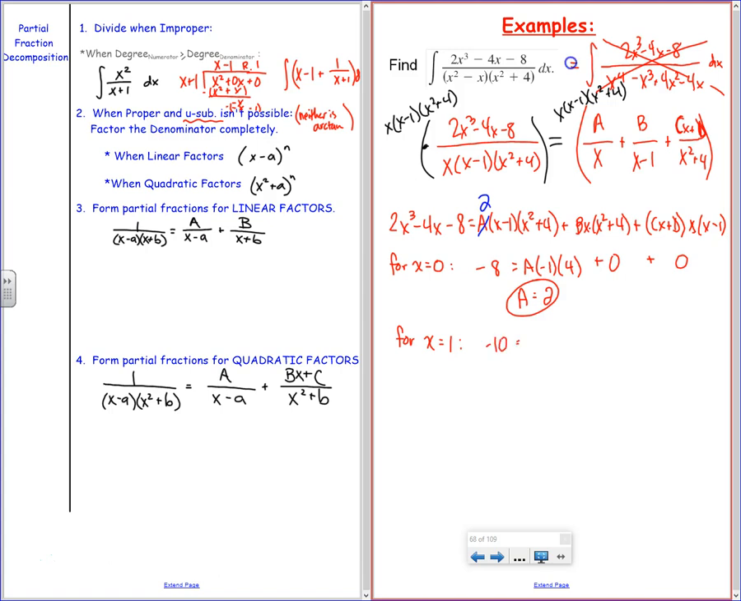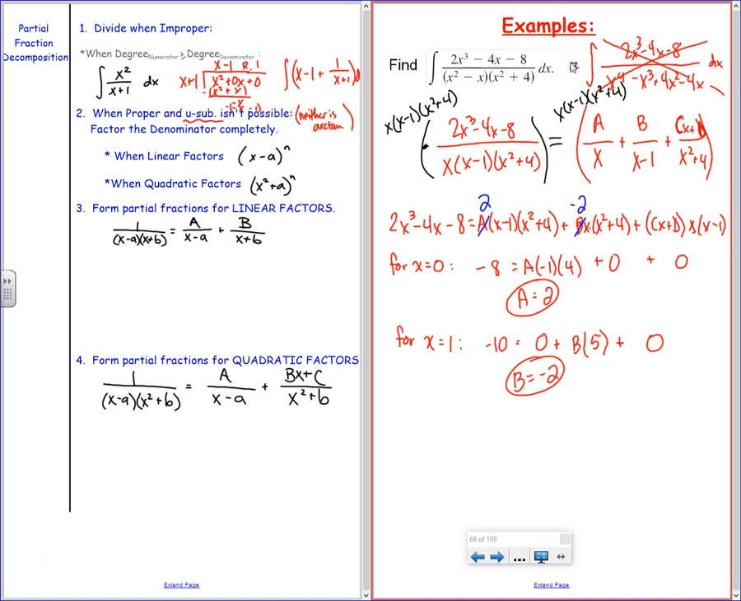What happens when I plug in 1 for anybody with an x minus 1? That's 0. 0 plus, okay, hold on, plug in 1. So that'd be 1b times 1 plus 4 is 5, right? And then this one's going to be 0. So who's b? Negative 2. So b is negative 2.